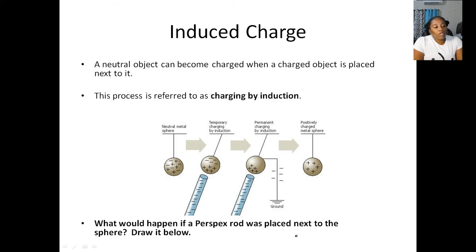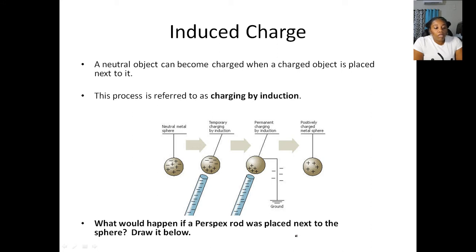Induced charge. A neutral object can become charged when a charged object is placed next to it. This process is referred to as charging by induction. So here we have a metal sphere which is neutral, and then we put something that is entirely negatively charged next to it, causing a separation of charge, right? Temporary charging by induction. And so we have the positive charges being attracted and the negative charges repelling.